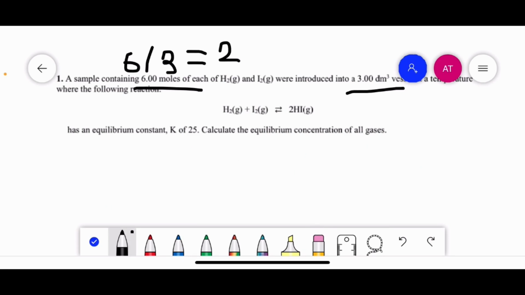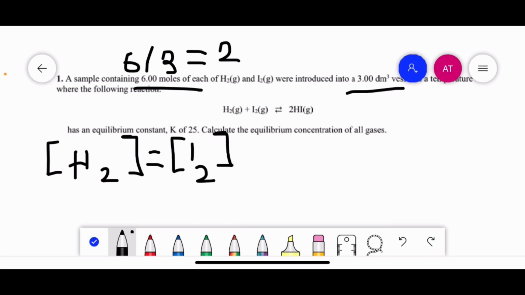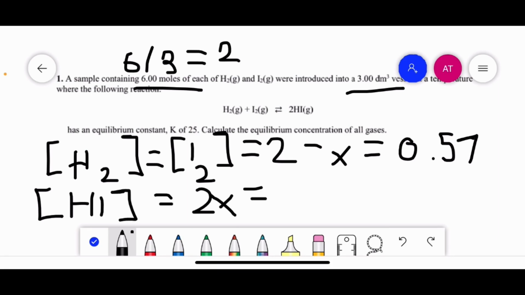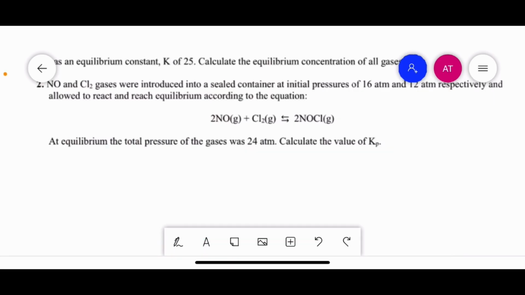So the concentration of H2 is equal to the concentration of I2, which is equal to 2 minus x, which is equal to 0.57. And then the concentration of HI is equal to 2x, which is equal to 2.86 molar. I'll give you guys a bit to solve question number 2.